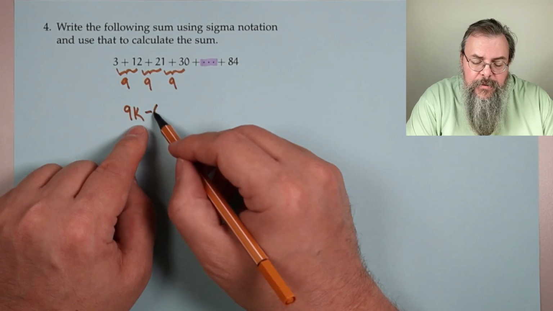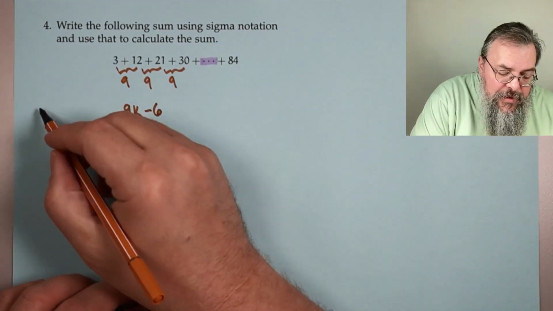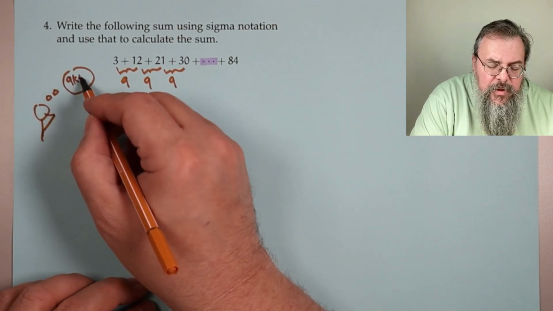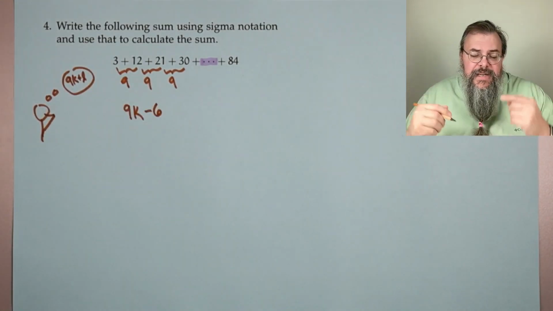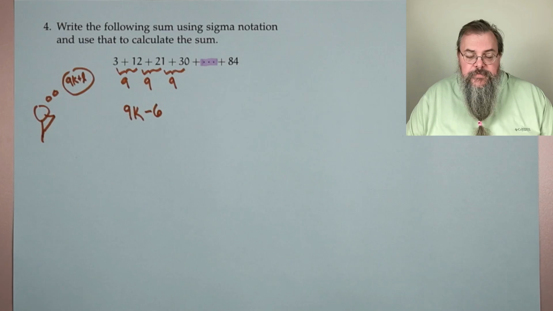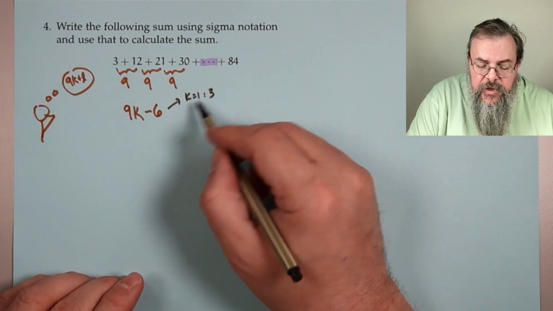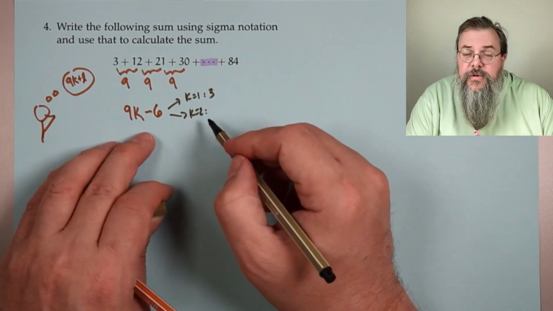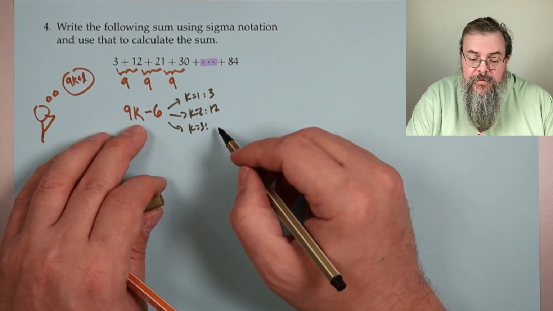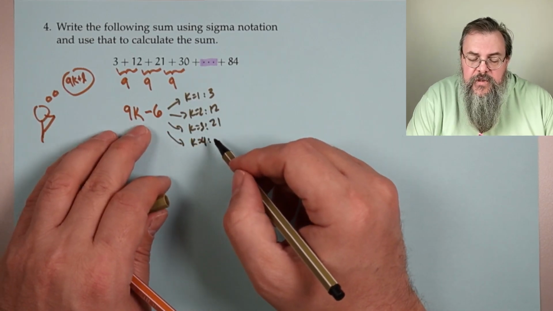Now you might say, wait, what? How do you say 9k? So right now I'm thinking, okay, it's 9k plus something, right? So I'm trying to think, what's that something? And so consider the first case. So here, when we put in k equals 1, we would say, aha, when k equals 1, this is 3. When k equals 2, 9 times 2, 18 minus 6 is 12. When k equals 3, 9 times 3 is 27, minus 6, 21. When k equals 4, 9 times 4 is 36, minus 6 is 30.